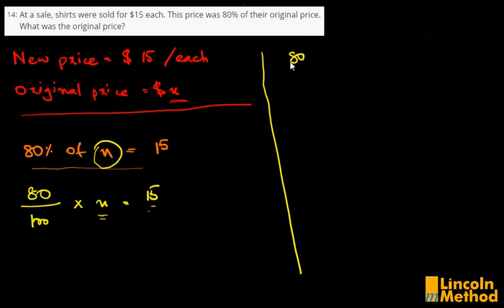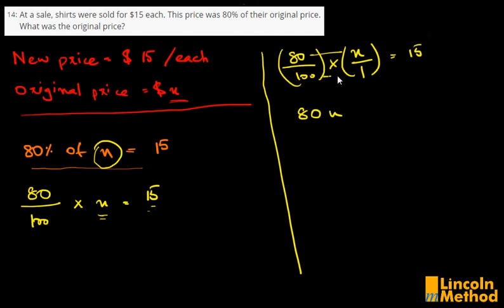80 over 100 multiplied by X, and since there's nothing below it, I'm going to add 1, equals 15. Now if we multiply both of these fractions, we multiply the numerators first, and what we get is 80X. And let's move on to multiplying the denominators now. So 100 multiplied by 1 gives us 100, and this fraction now equals 15.